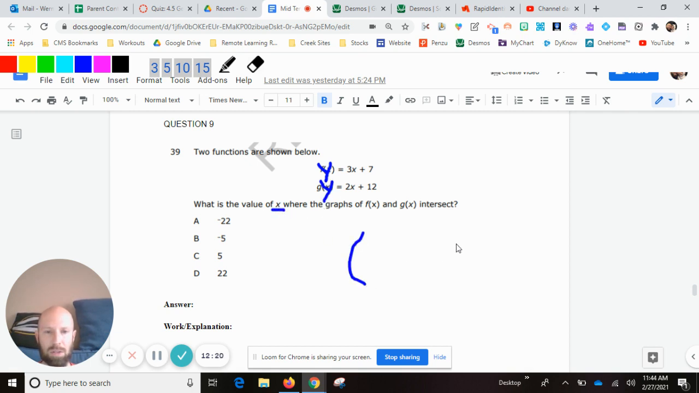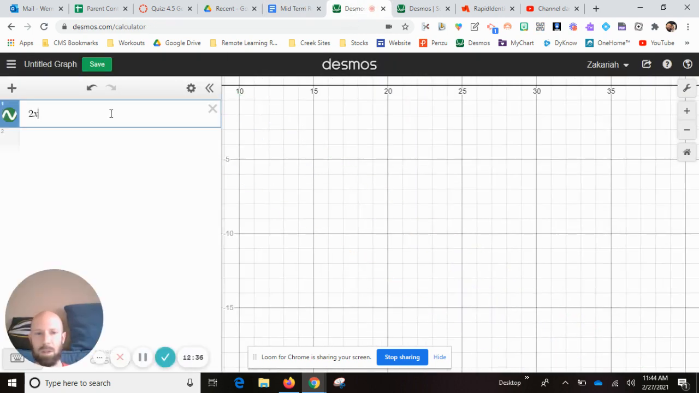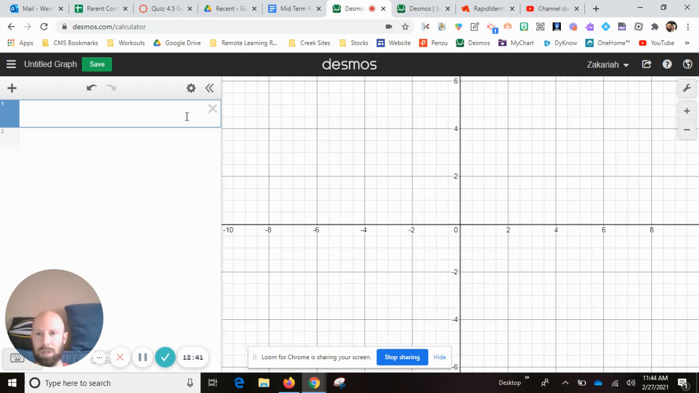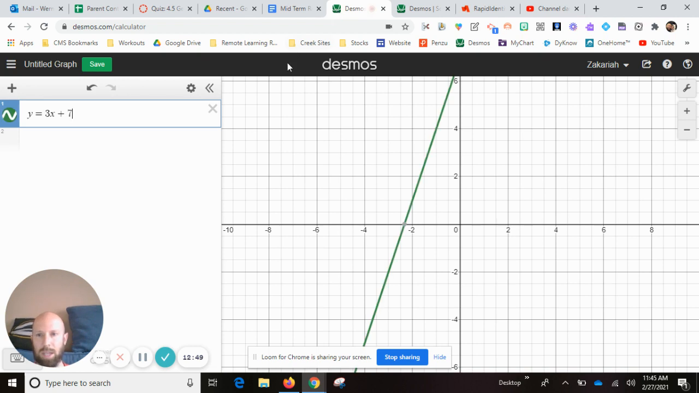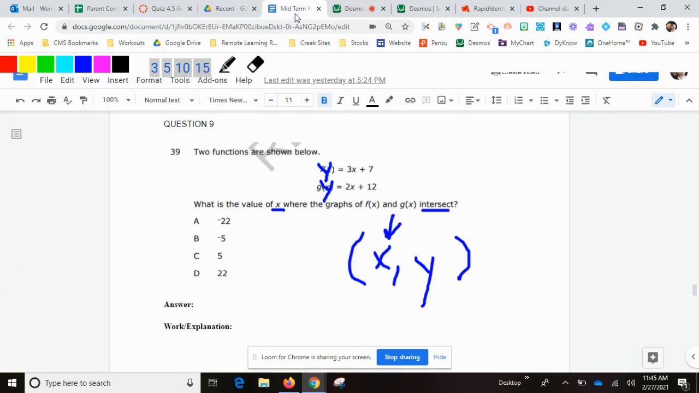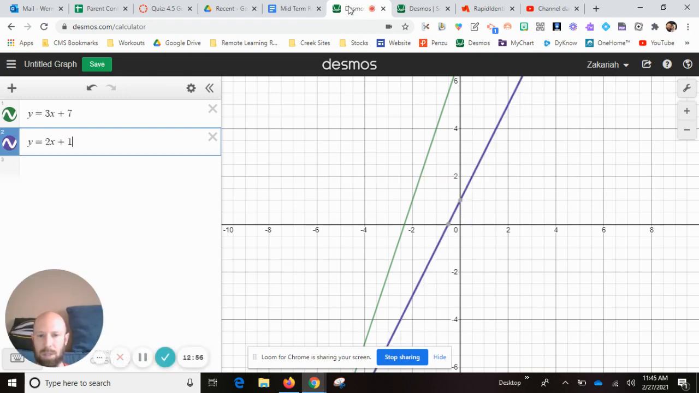So again, we're going to graph these. X is the first value. So wherever they cross, wherever they intersect, we just care about the first number. So let's plug these in. Y equals 3x plus 7. Let's go back home. Y equals 3x plus 7. Second equation, y equals 2x plus 12.